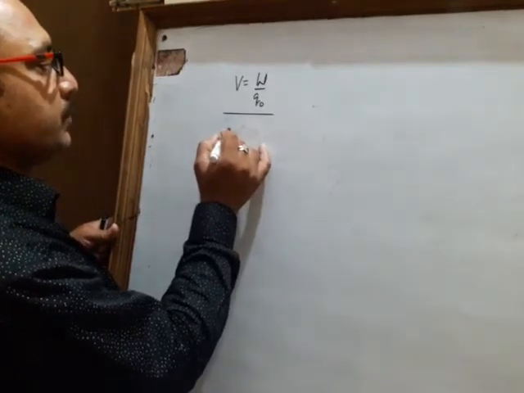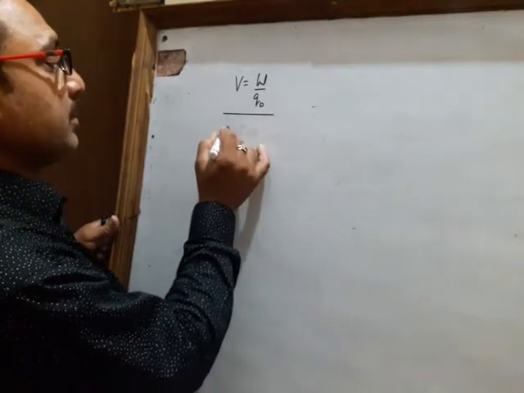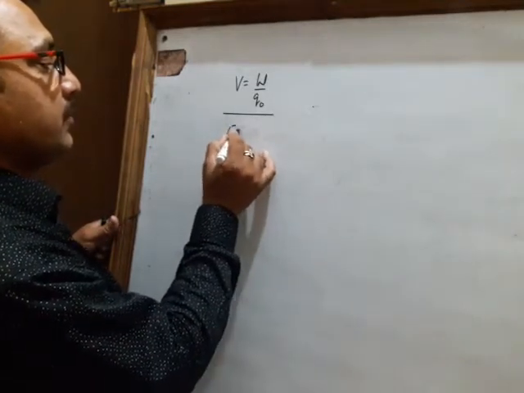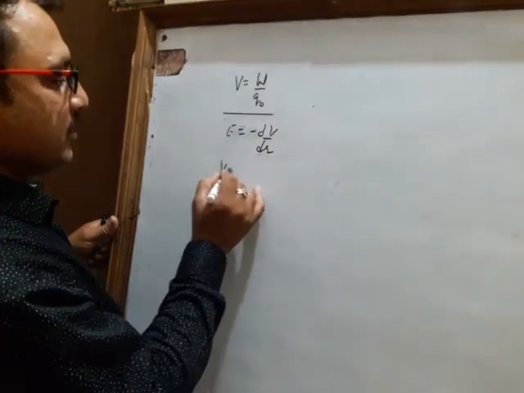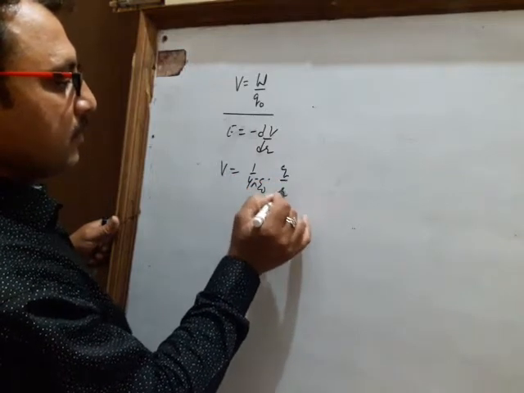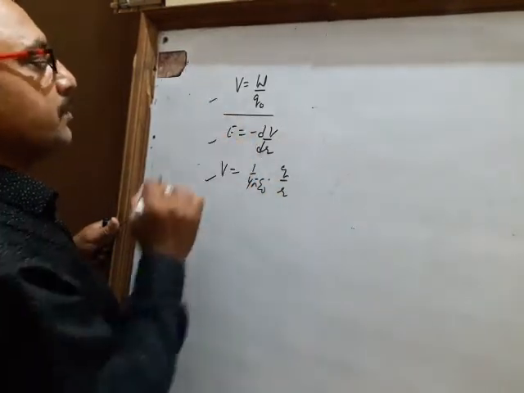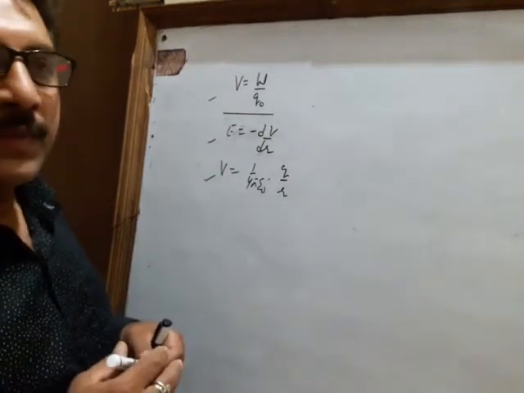Then the relation between electric field and electric potential, E equal to minus dV upon dr. Then potential due to a point charge. These were the formulae which we had discussed in my last lecture.